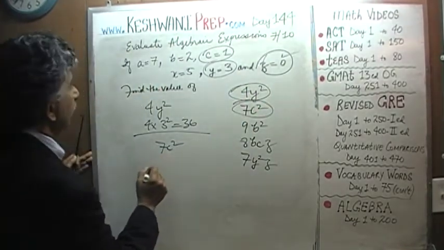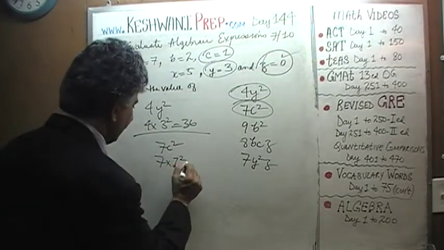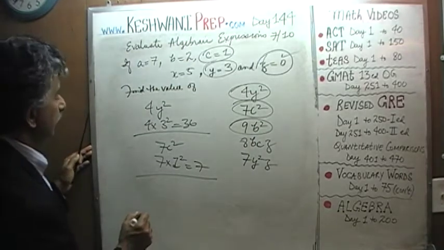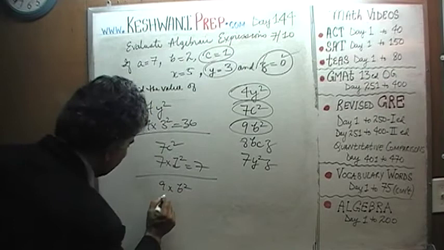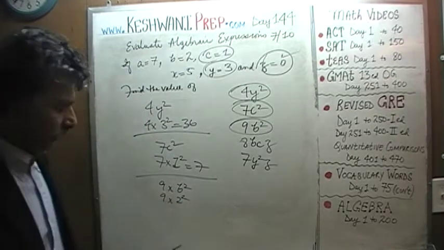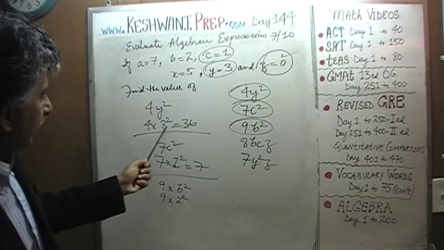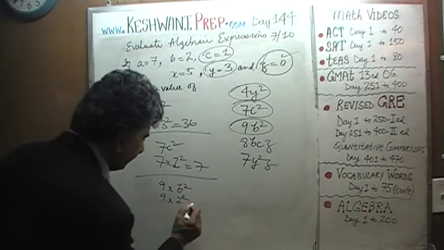7c squared would be 7 times c, which is 1. It's just 1 squared is 7. 9b squared. 9 times b squared, and b is 2. So it's 9 times 2 squared. 2 squared is 4. 4 times 9 is 36. Right here. 4 times 9 is 36.